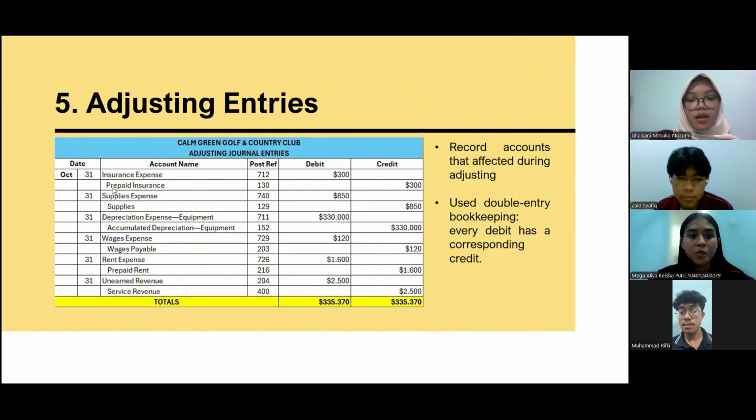These new accounts are typically adjustment specific, especially for expenses that need to be recognized or allocated over time, such as depreciation or prepaid items being gradually used.